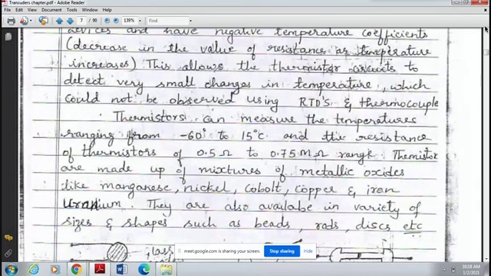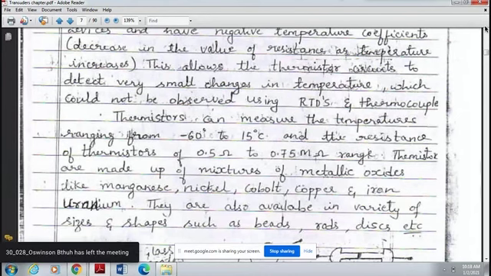Thermistors are made up of a mixture of metal oxides like manganese, nickel, cobalt, copper, iron, uranium, etc. These are the materials which can be used for making thermistors. It is a mixture of metal oxide combinations like manganese, nickel, cobalt, iron, uranium, etc.